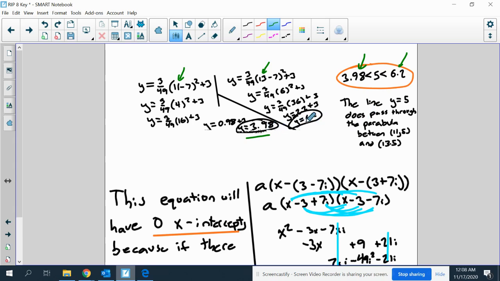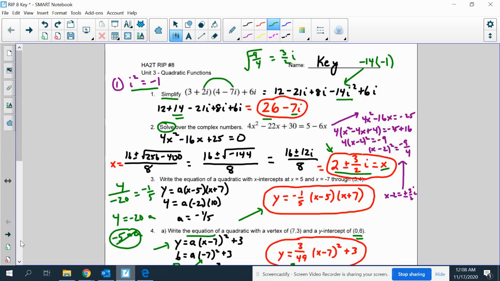at 11, sometime between 11 and 13. It does cross 5 because it goes from 3.98 to 6.2. It gets past 5 somewhere in this interval. Now, the rounding wasn't good, but that was an acceptable way of doing it.